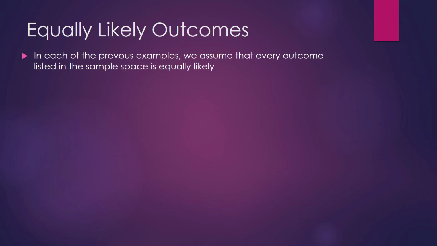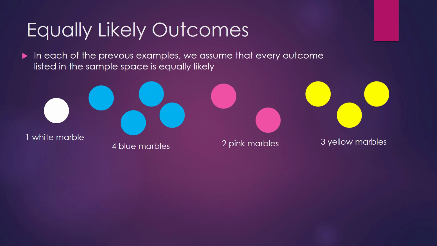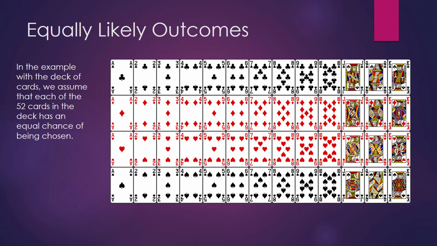In each of the previous examples, we assumed that every outcome listed in the sample space was equally likely. So, for example, in our marble experiment, we assumed that each of these marbles had an equal probability of being chosen. Even though there's a different proportion of different colors, any of the 10 marbles are just as likely to be chosen as any of the other ones. Likewise, in our card example, we assumed that every single card in the deck of cards was equally likely to be chosen.